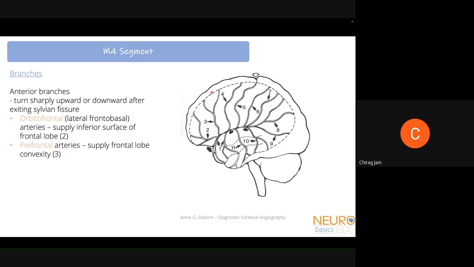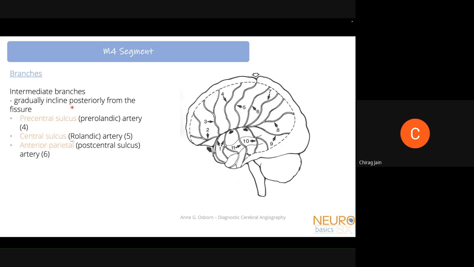the frontal convexity. You have intermediate branches which, instead of turning sharply up or down, start gradually going posteriorly. So these are three branches: the precentral sulcus artery, that is pre-Rolandic, the Rolandic artery or the central sulcus artery going through the central sulcus, and the post-central sulcus artery or the anterior parietal artery.